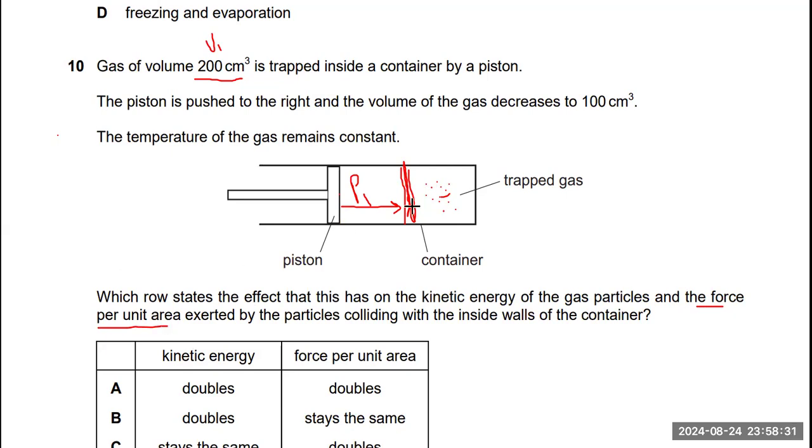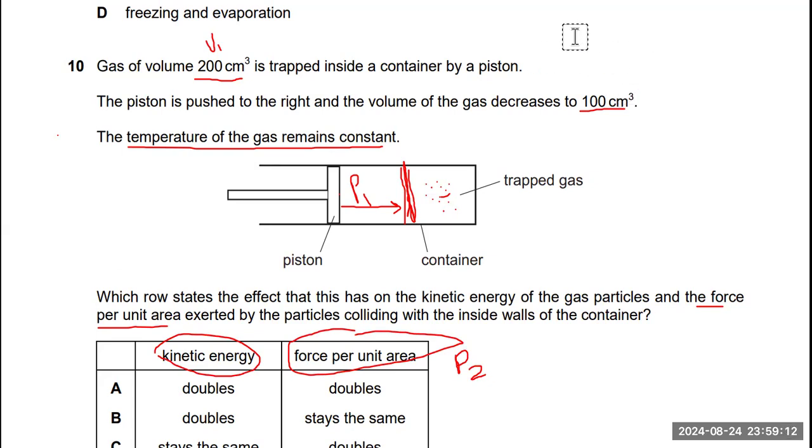In this question you can see when the piston is moving towards the right, the volume decreases to 100 centimeter cube. I will give you all the detail. And one thing more, the temperature of the gas remains constant. Remember, look at the options: kinetic energy and force per unit area. Force per unit area means you have to give the detail about pressure. Second pressure, he is talking about P2, not P1.